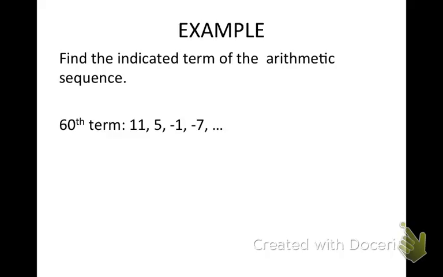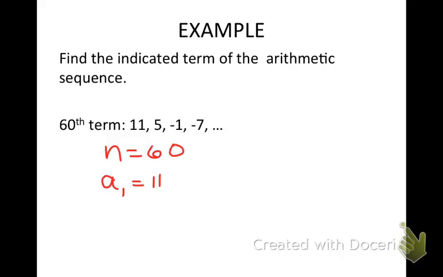Okay, guys, focus, please. So we got the sequence 11, 5, negative 1, negative 7. I'll give you the easy stuff. N is 60. A sub 1 is 11.